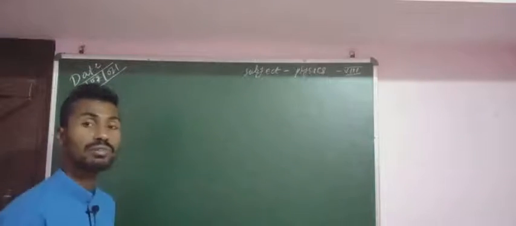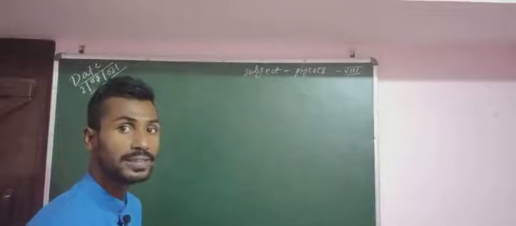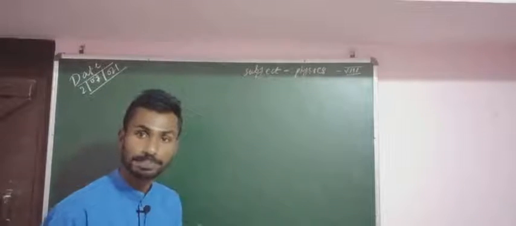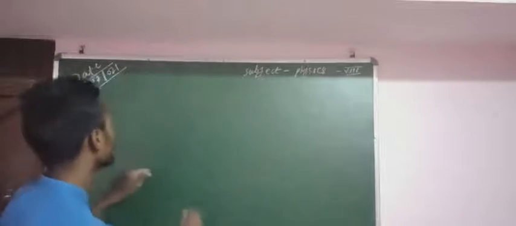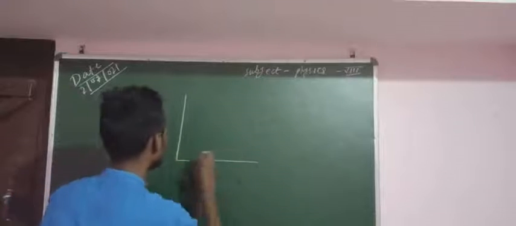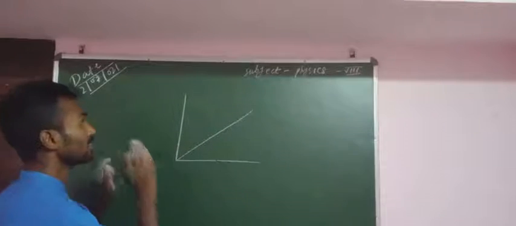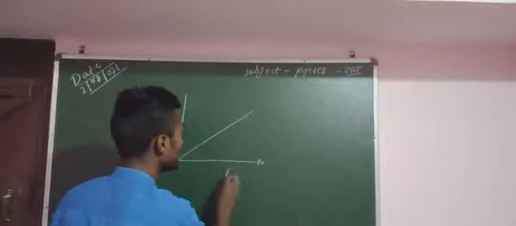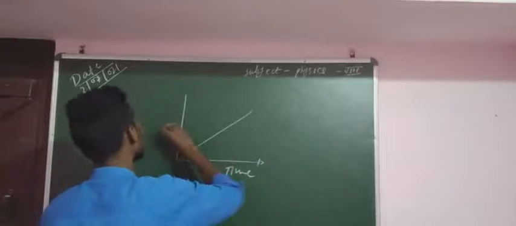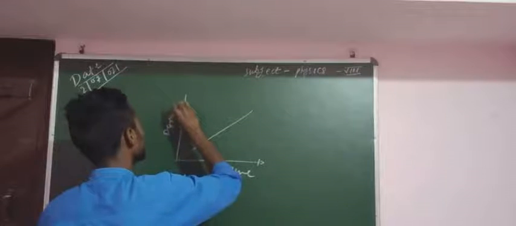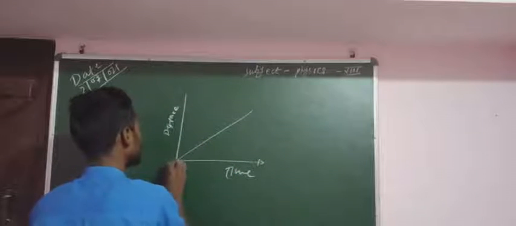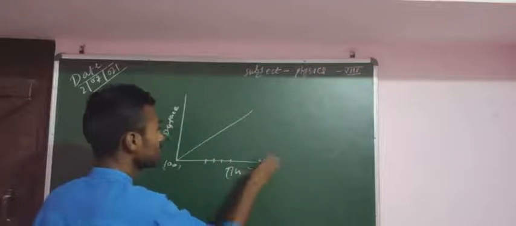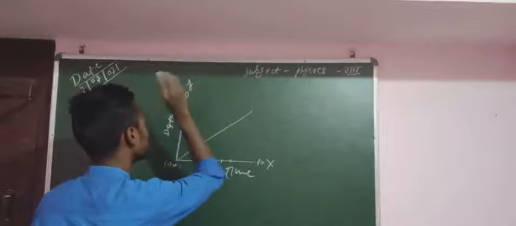When a body is moving with a uniform motion, the graph of this situation, that means the graph of this body, is a straight line. Distance is always on the y-axis and time is always on the x-axis. This is O, the origin. The coordinate of this point is 0 and 0. This one is the x-axis and this one is the y-axis.